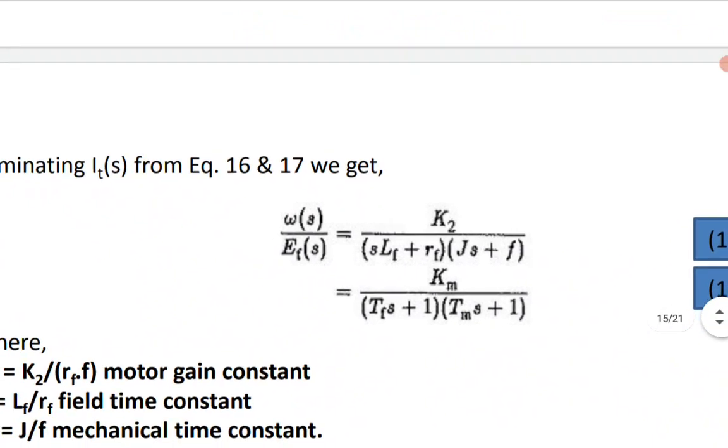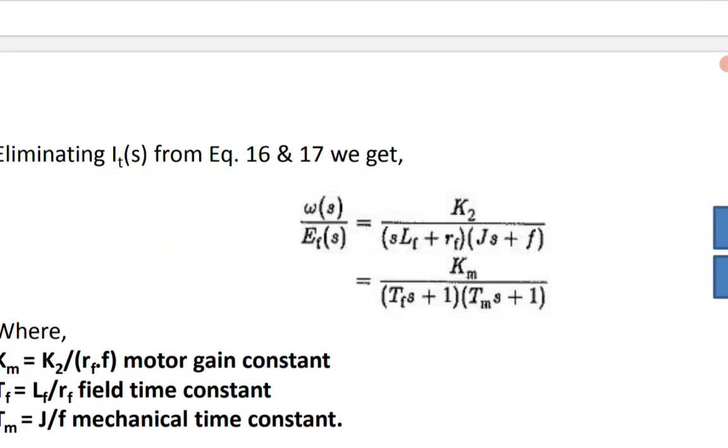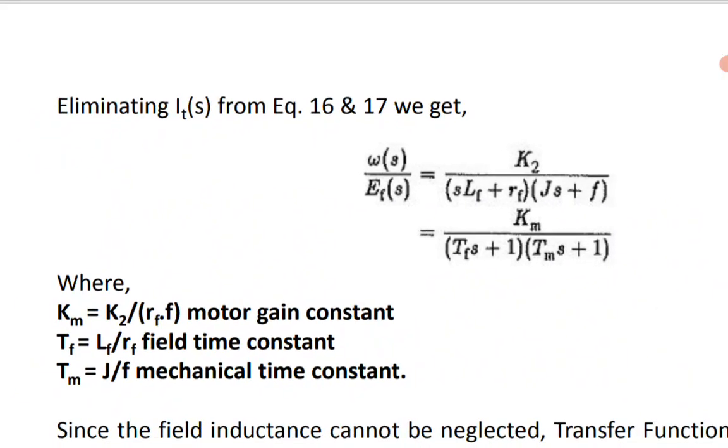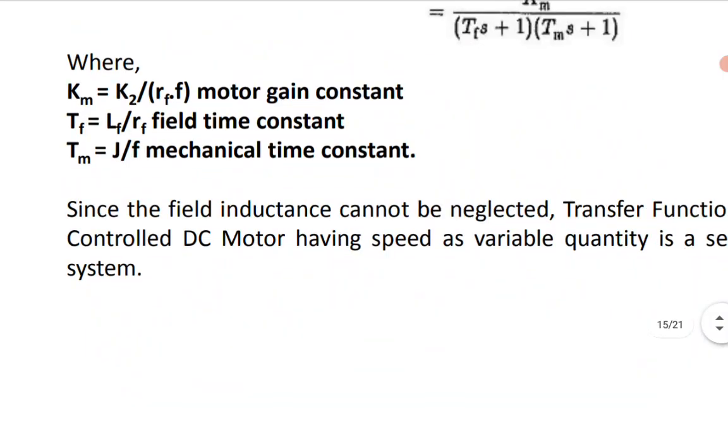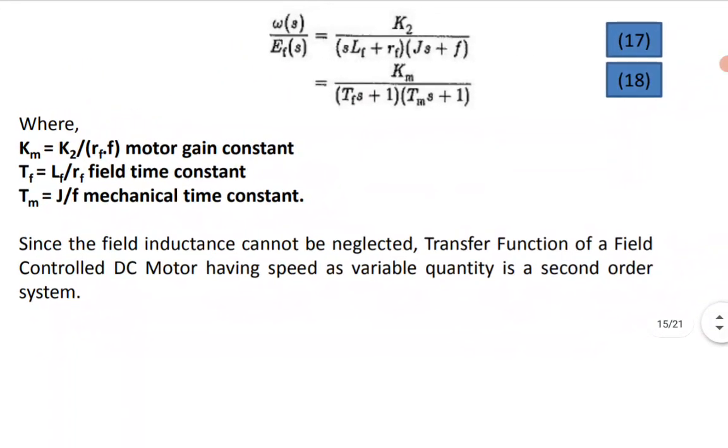Then it can be written as Km by (Tf into S plus 1) whole into (Tm into S plus 1). Km is nothing, that is K2 by Rf into F, that is motor gain constant. You can verify the same. Tf is equal to LF by Rf, field time constant. Tm is equal to J by F, mechanical time constant. So the field inductance cannot be neglected. Transfer function of a field control DC motor having speed as variable quantity is a second order system.